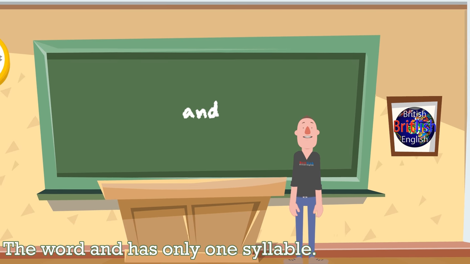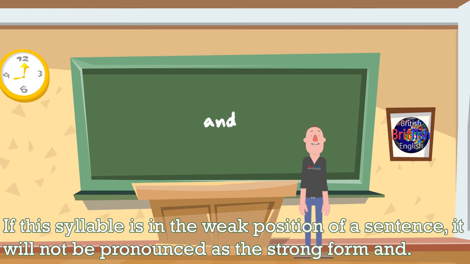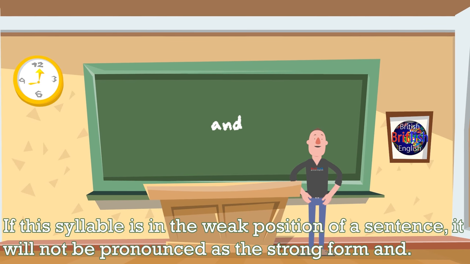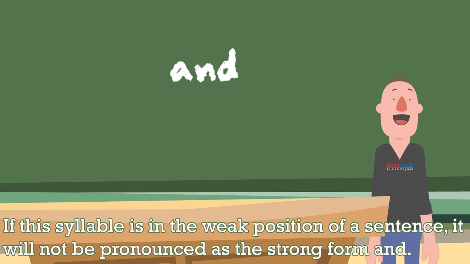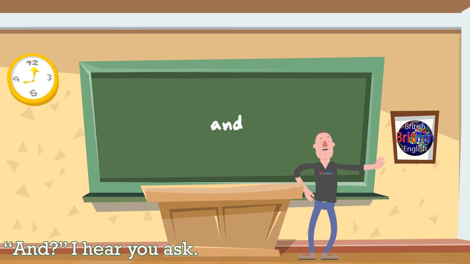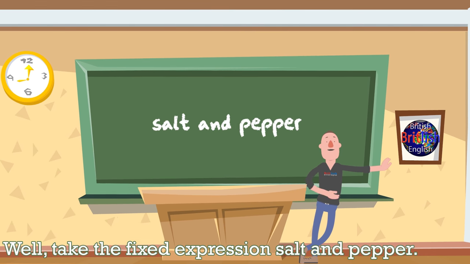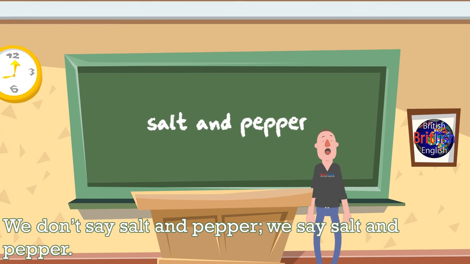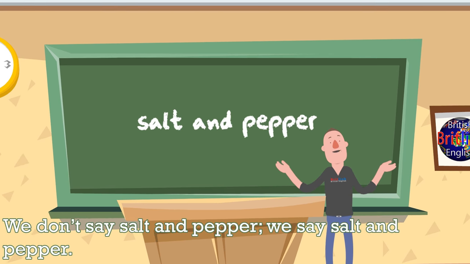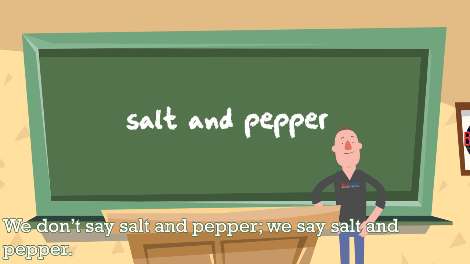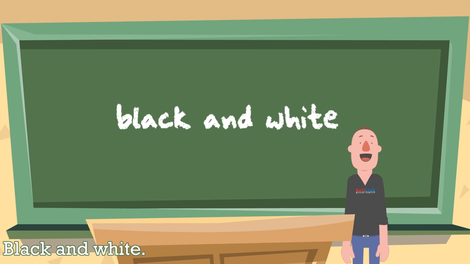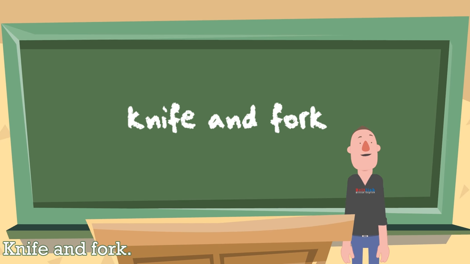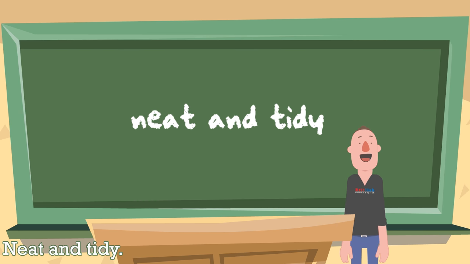The word and has only one syllable. If this syllable is in the weak position of a sentence, it will not be pronounced as the strong form and. And, I hear you ask? Well, take the fixed expression salt and pepper. We don't say salt and pepper. We say salt and pepper. The same with other binomial pairs. Black and white, far and wide, knife and fork, neat and tidy.